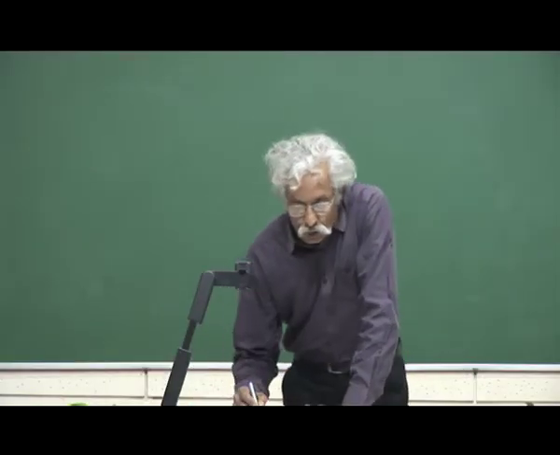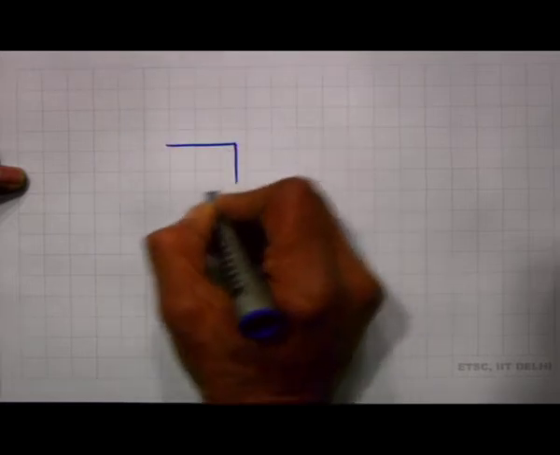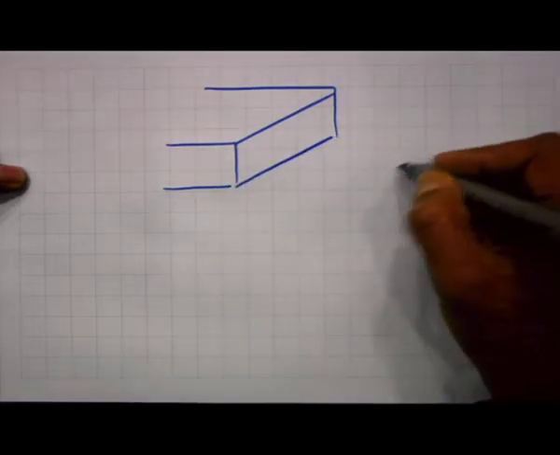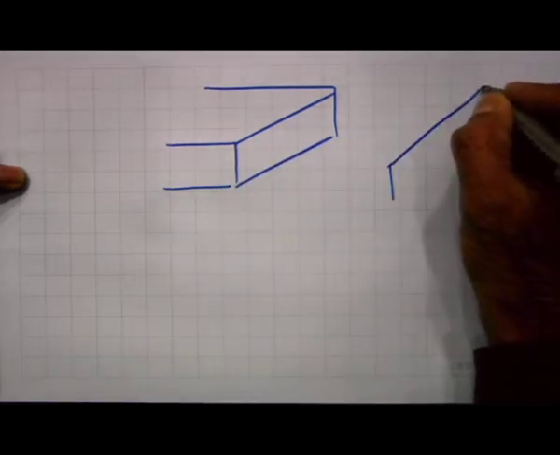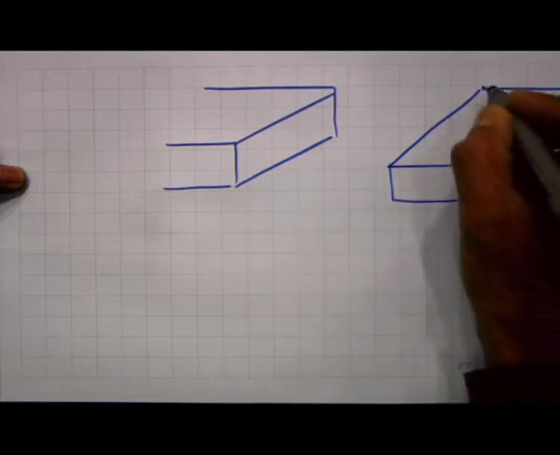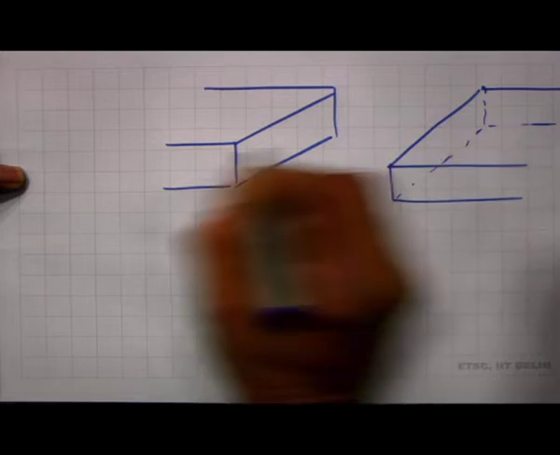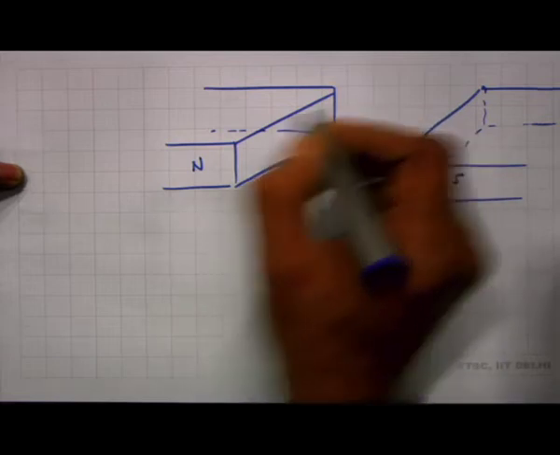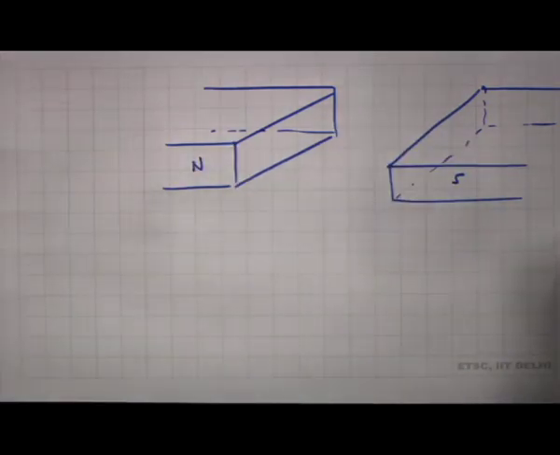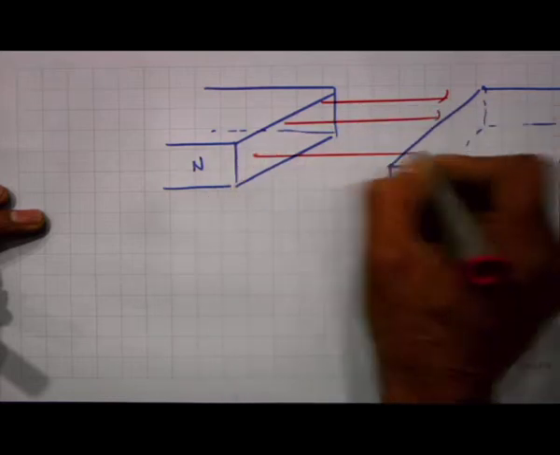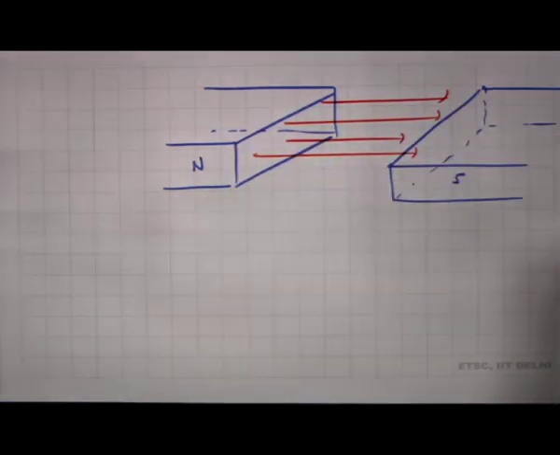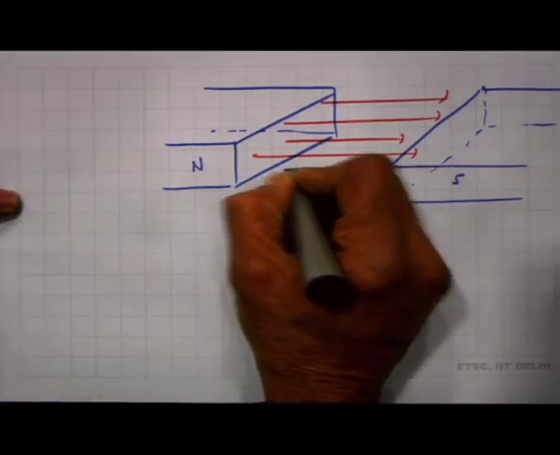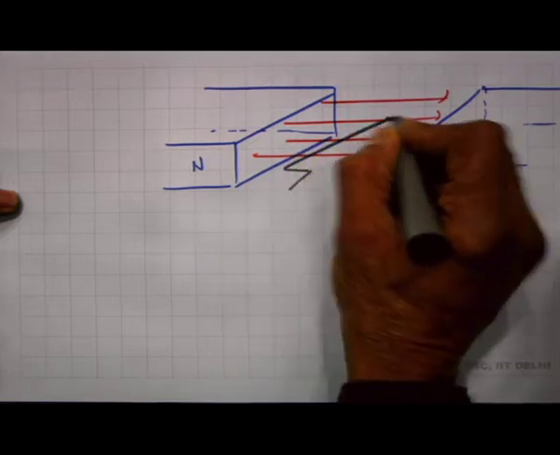Let me draw the generator, which looks something like this. I have a permanent magnet, with one pole here and another pole on this side. Let me assume this is the north and this is the south, so the magnetic field lines are pointing from left to right. Now, what I have is a coil. Let me draw the coil like this, in one particular orientation.